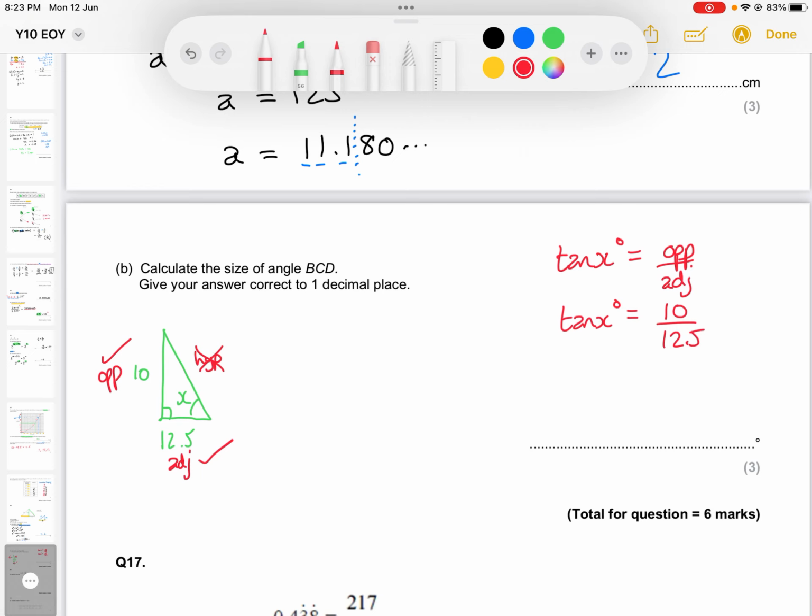In order to get x on its own, I've got to inverse tan in order to make that tan disappear, or shift tan, arc tan, whatever you want to call it. So I'm going to do inverse tan of 10 over 12.5, and the calculator from that is going to give me, I'll write it over here, 38.659. We once again have some rounding to do, one decimal place, meaning that the rounding is going to happen here. And that 5 is going to turn that 6 into a 7. So 38.7 is our final answer. Done.